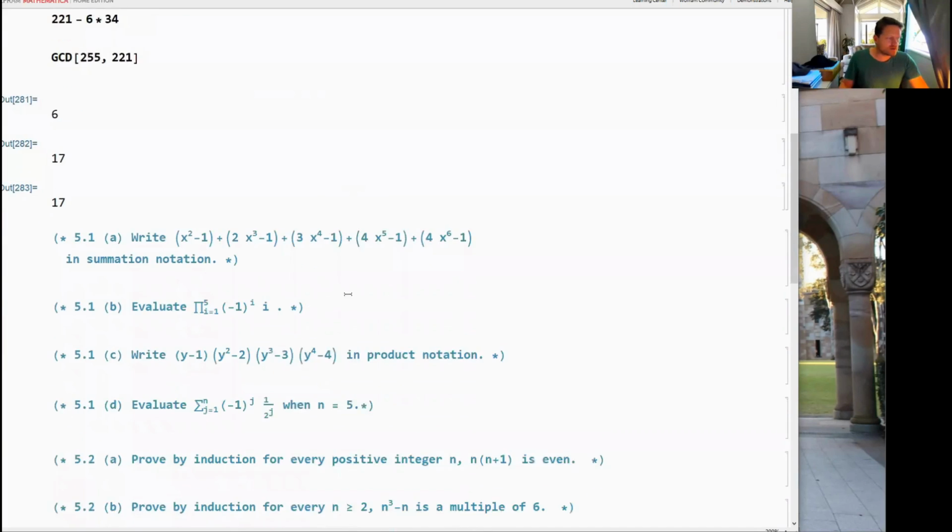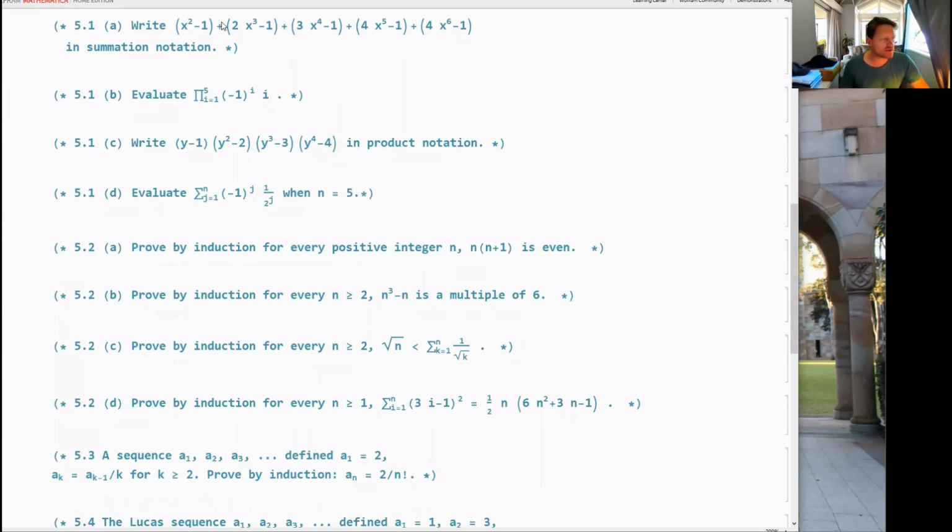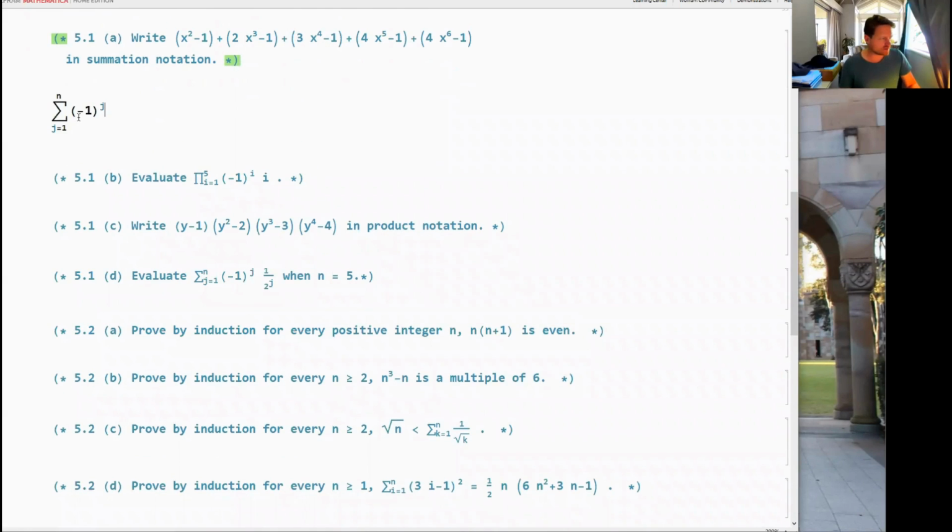Okay, let's move on. Have a look at the next question, which is 5.1. It says, write the sum of these things in summation notation. To do that, I'm going to need to borrow some summation notation from another question because I've already used the palette to pull that up. So I'll just write that here. We'll just put something in brackets as a placeholder.